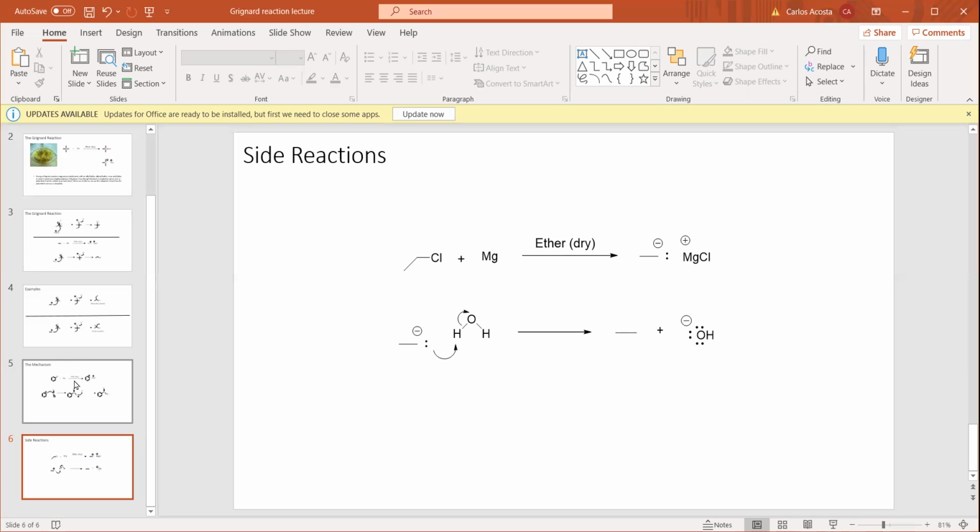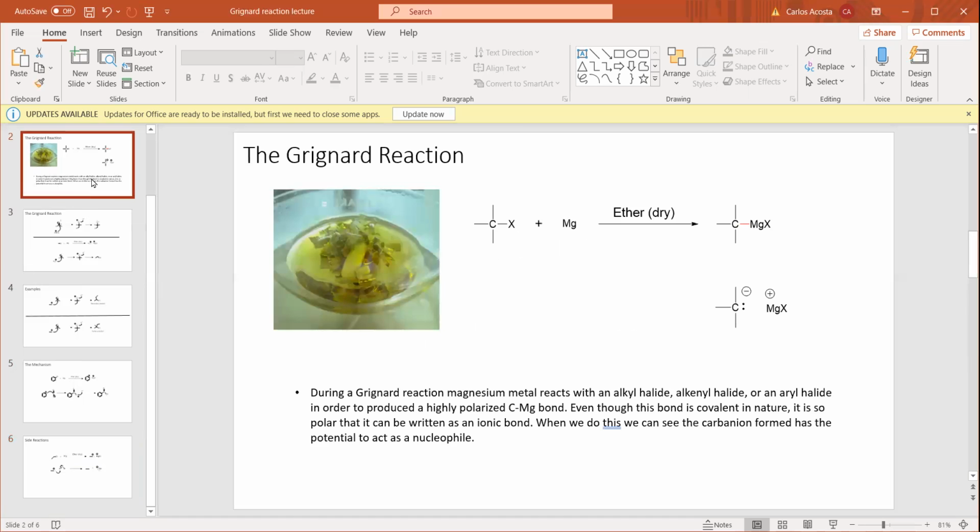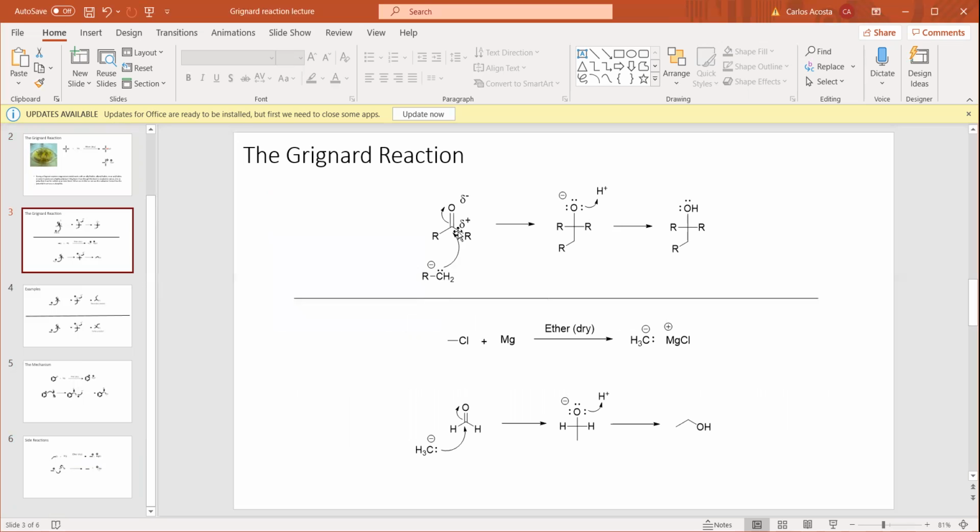And that's pretty much the entire lecture. All I really wanted to show you today is what a Grignard reaction was, the steps that are done in order to form the Grignard reagent. I want to show you why you could write the Grignard reagent as a purely ionic compound. I want to show you how it acts as a nucleophile, and I want to show you some synthetic applications of the Grignard reaction. I also want to show you the mechanism.